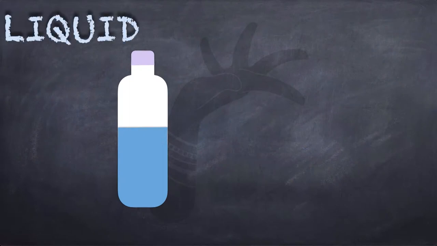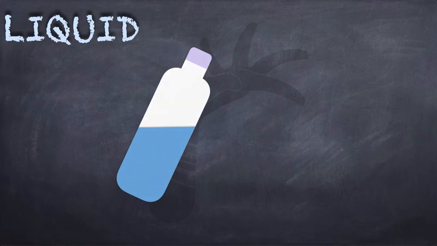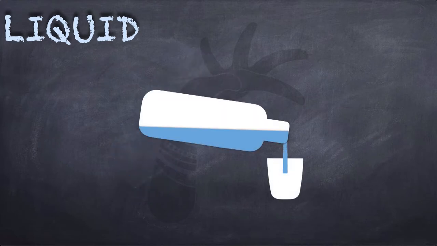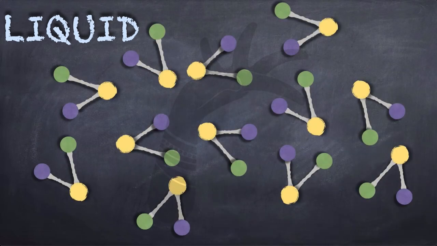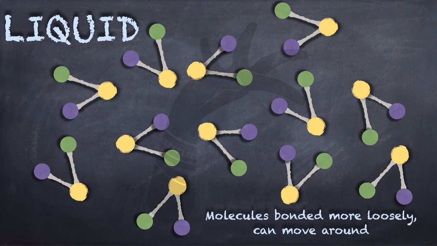When molecules are further apart and more loosely connected with each other, the material is able to flow. It doesn't have its own shape, but you can pour it and it will take the shape of its container. It is liquid.